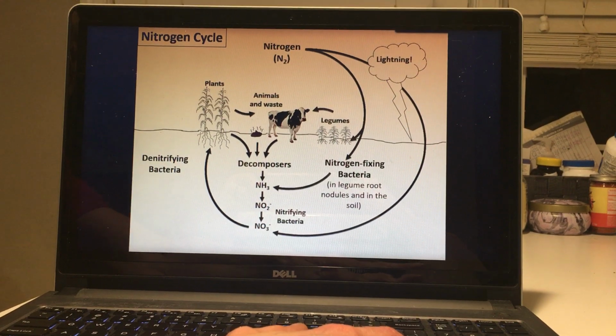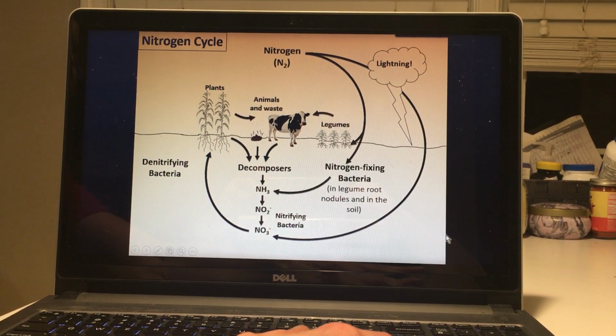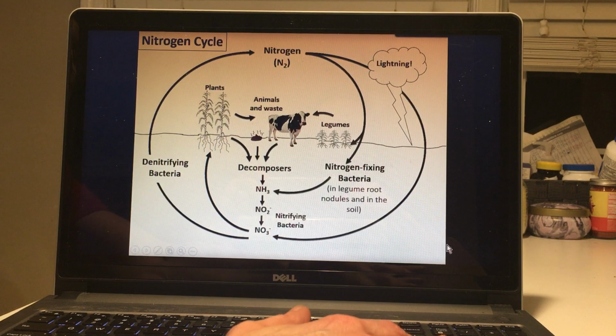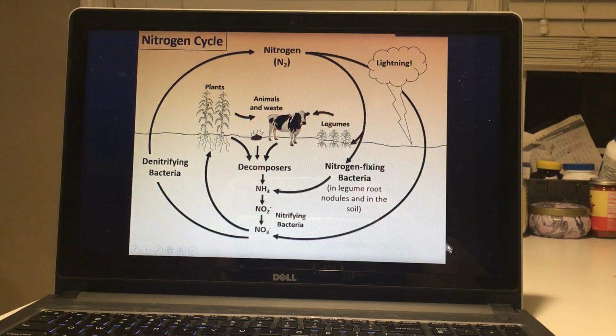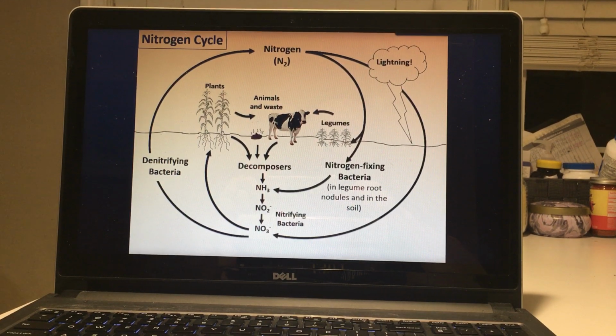Now, the cycle is complete with denitrifying bacteria. Denitrifying bacteria release nitrogen into the air, back into the original form it was in, the form of N2.